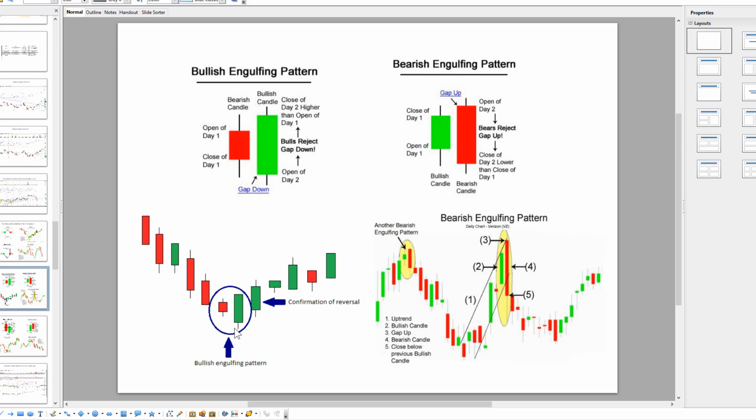Now, it's a little bit different from what we call an outside day, where we take the lows and the highs and just apply that same rule. In this case, it works as both of them. And the same thing as a bearish engulfing pattern.